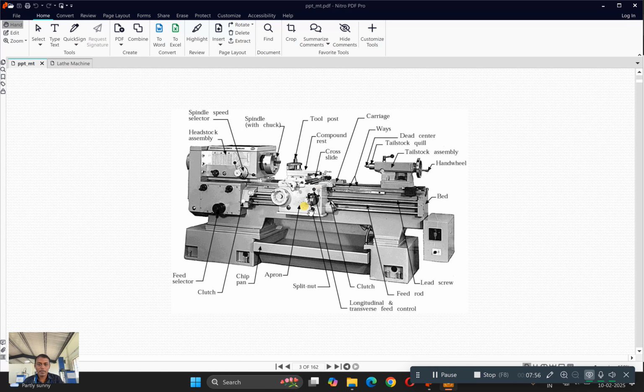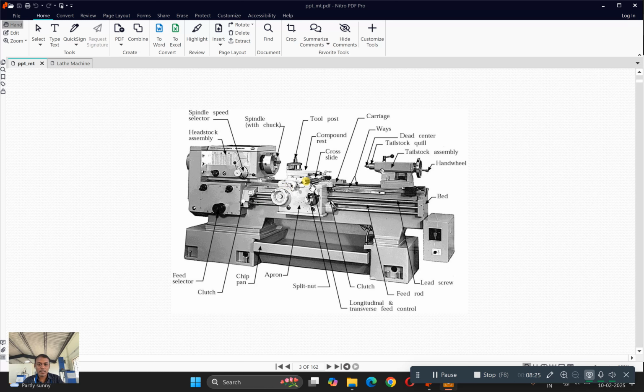Whenever you engage this lock nut or split nut with this lead screw, your carriage will be moving automatically. We can automate the movement of this carriage by using this split nut when it is engaged with the lead screw. But if it is disengaged, we can move this carriage manually by rotating this hand wheel. There is a hand wheel available here.